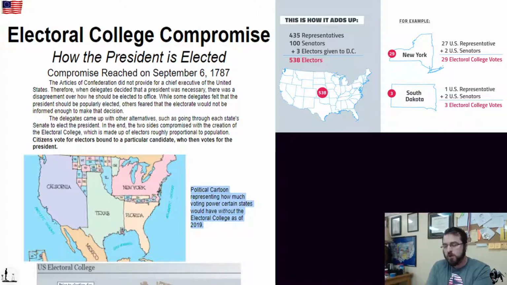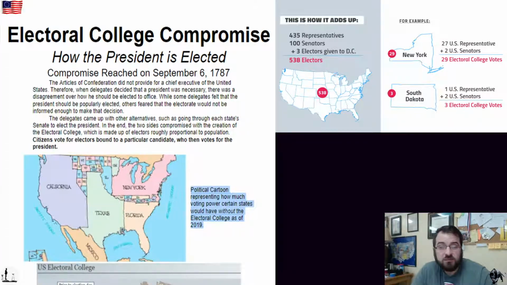It also makes it less fair for large populated states, because it is possible for the country to have one candidate win the popular vote and lose, and another candidate win the Electoral College, because you just have to get the overwhelming majority in the Electoral College to win.